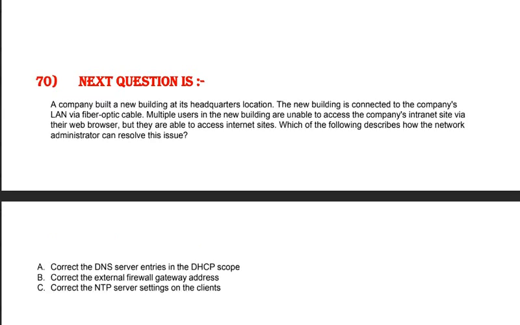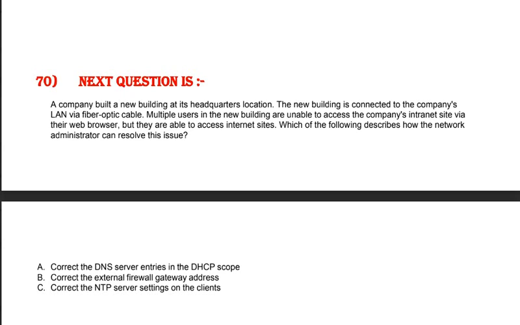Question is, a company built a new building at its headquarters location. The new building is connected to the company's LAN via fiber optic cable. Multiple users in the new building are unable to access the company's intranet site via their web browser, but they are able to access internet sites. Which of the following describes how the network administrator can resolve this issue?